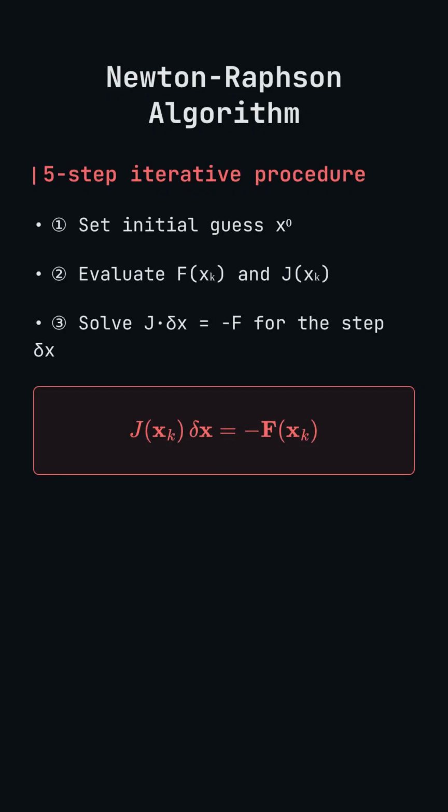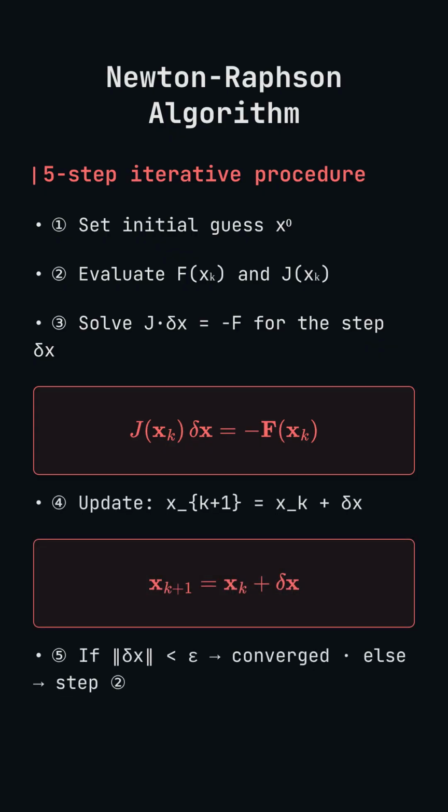The algorithm has 5 steps that repeat until the residual norm falls below tolerance. Step 1 sets the initial guess x0. Step 2 evaluates the residual vector f and the Jacobian j at the current iterate. Step 3 solves the square linear system, j delta x equals minus f. Step 4 adds the step delta x to the current iterate. Step 5 checks whether the residual or step norm is small enough. If yes, stop. If no, return to step 2 with the new iterate.